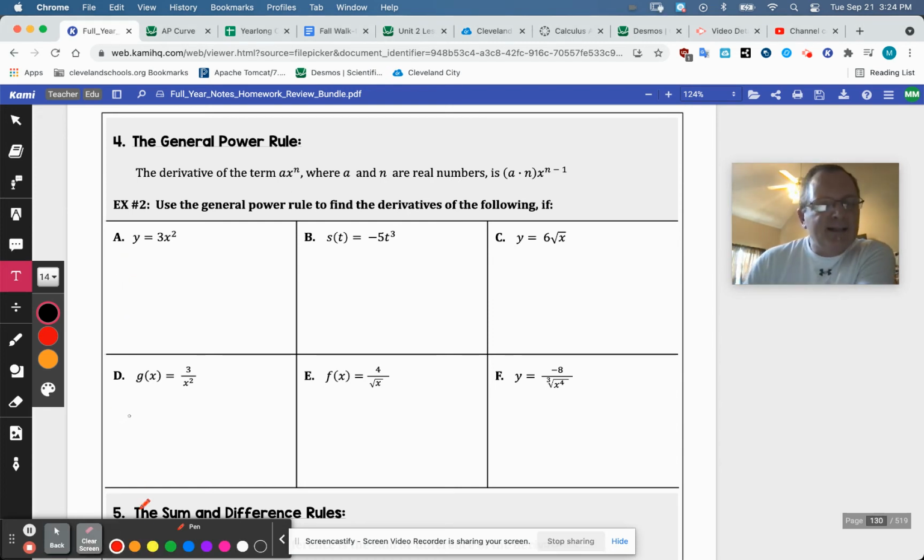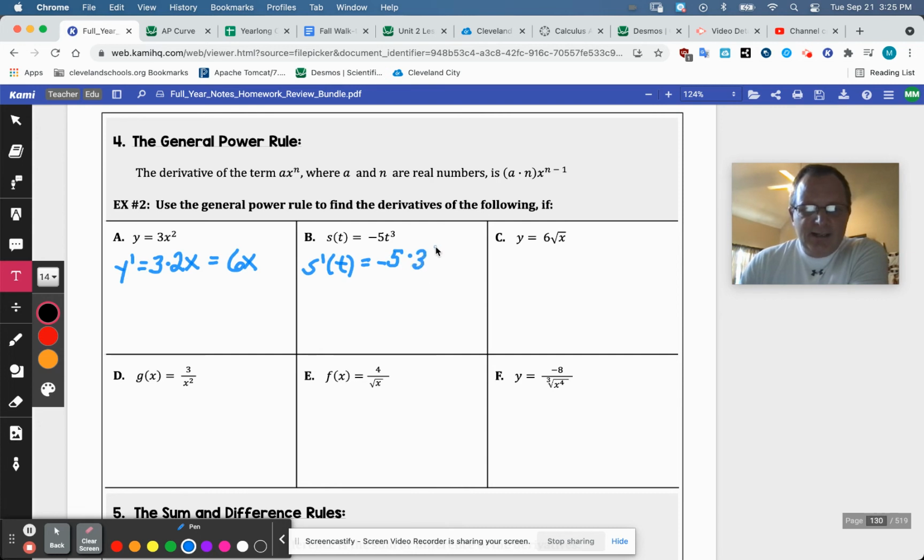All right, so I've got, let's go blue. In this case, y prime is going to be 3, just constant multiple rule, and now apply the power rule. So 2x to the first. I don't need to write the 1, 6x. On this one, s prime of t is going to equal negative 5 times 3t squared, also known as negative 15t squared.